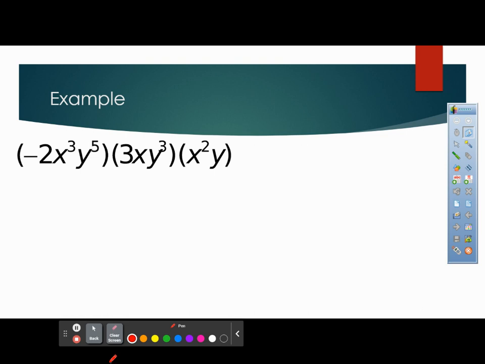Now we know how to do negative 2 times 3? No. The calculator does, but not us. Well, type in your calculator. Negative 2 times 3. It is negative 6.